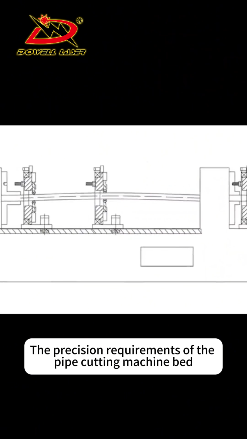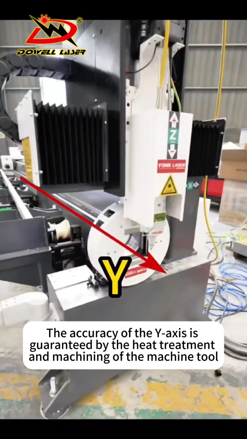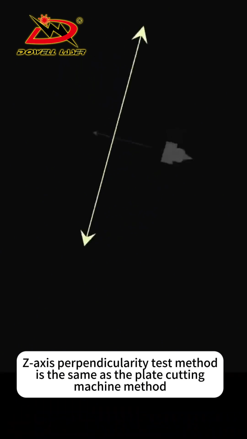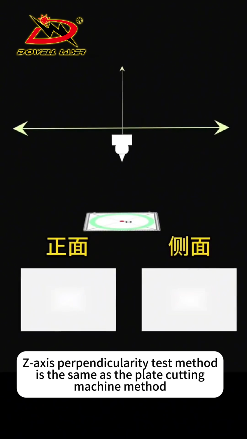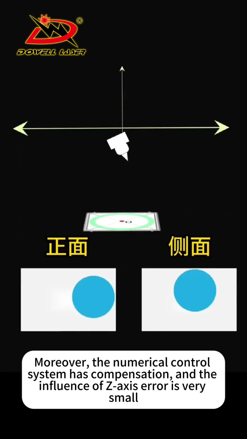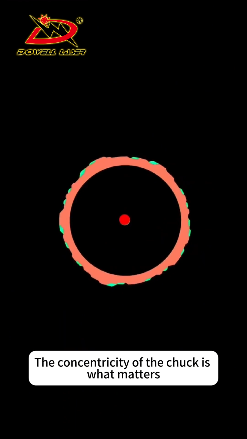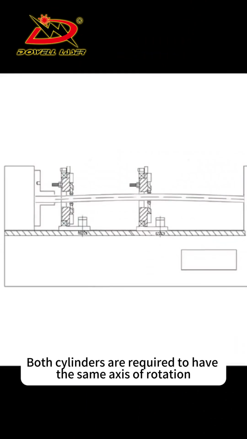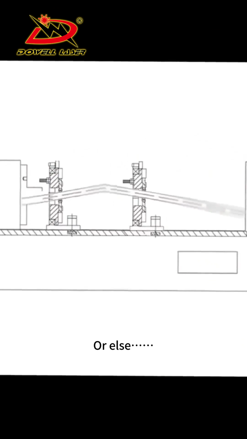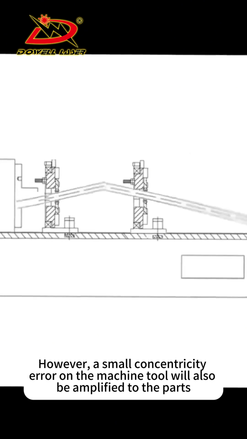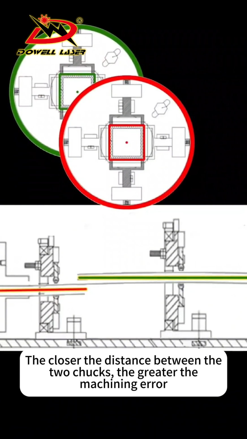The precision requirements of the pipe cutting machine bed. The accuracy of the y-axis is guaranteed by the heat treatment and machining of the machine tool. The axis perpendicularity test method is the same as the plate cutting machine method. Moreover, the numerical control system has compensation, and the influence of the axis error is very small. The concentricity of the chuck is what matters. Both chucks are required to have the same axis of rotation, or else. Although the video was a little exaggerated, a small concentricity error on the machine tool will also be amplified on the parts. The closer the distance between the two chucks, the greater the machining error.